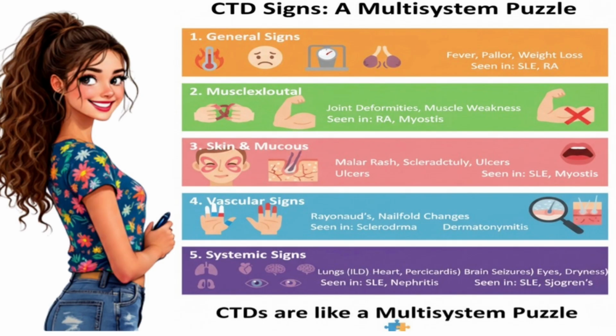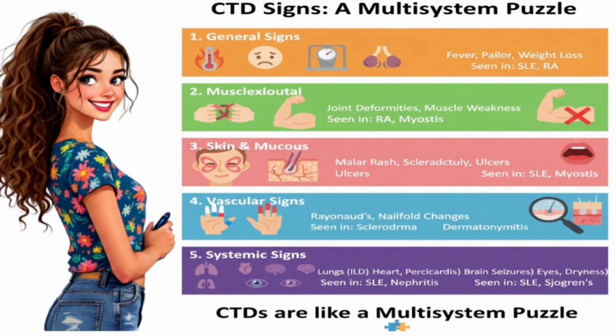Beyond the joints, look for proximal muscle weakness, which points towards inflammatory myopathies like dermatomyositis or polymyositis, as well as muscle tenderness or wasting from chronic inflammation or disuse. A simple way to remember this is: RA twists, lupus bends, myositis weakens.